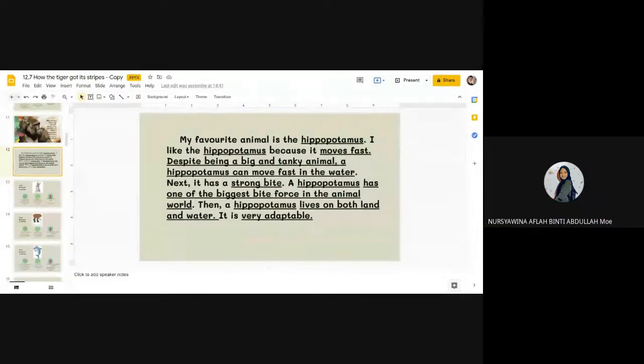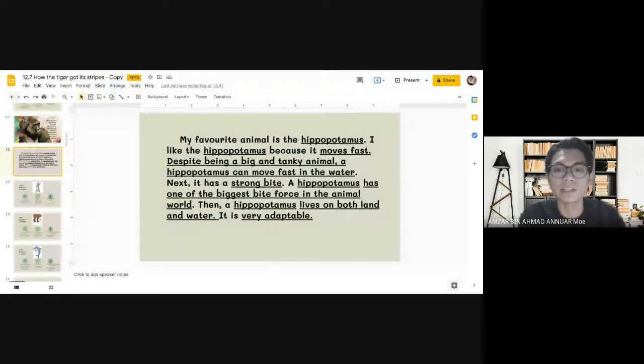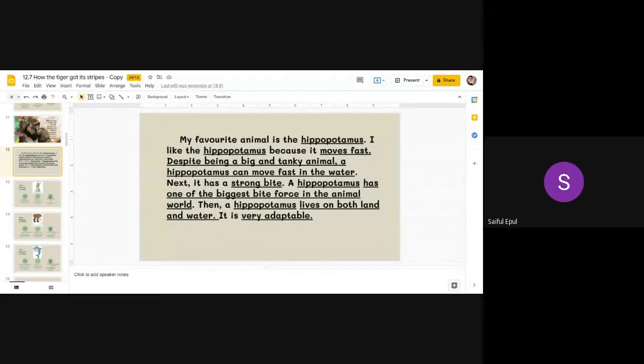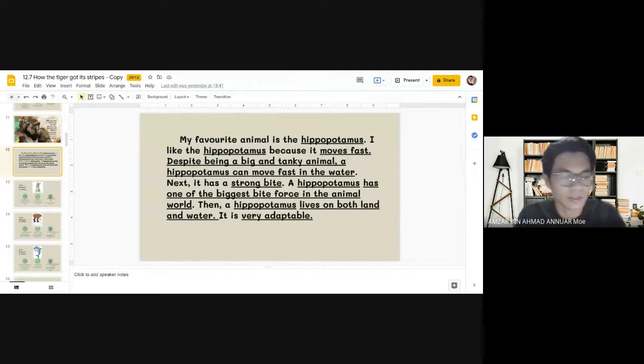Okay. You are writing about what animal, Shawina? A cat. Okay, fine. No problem. Shahril, Shahril okay? Okay. What animal are you writing about? An eagle. Okay, good.